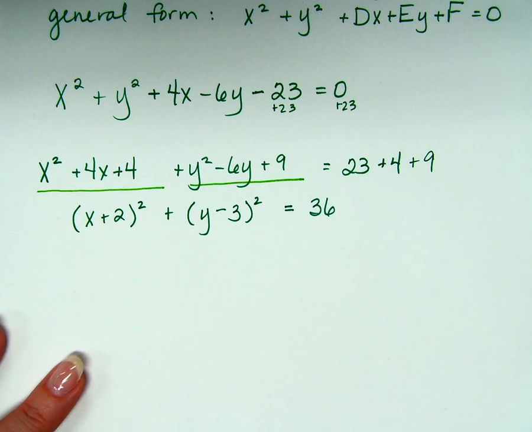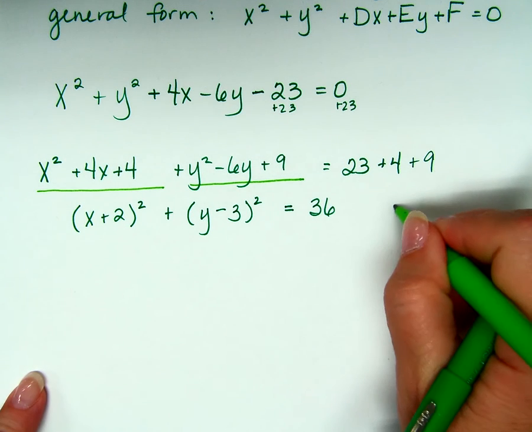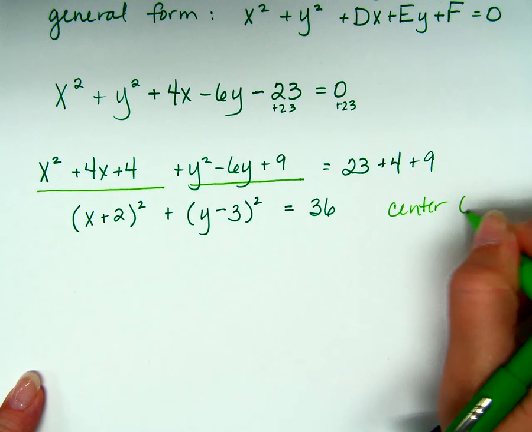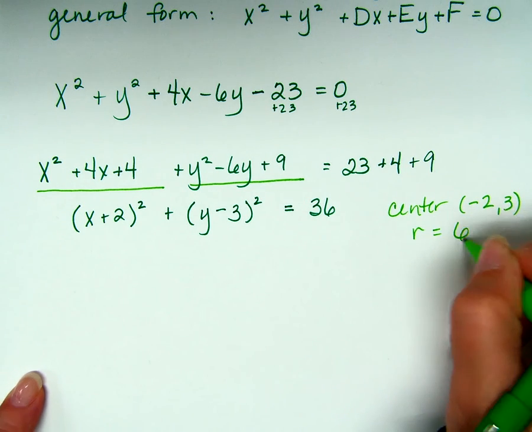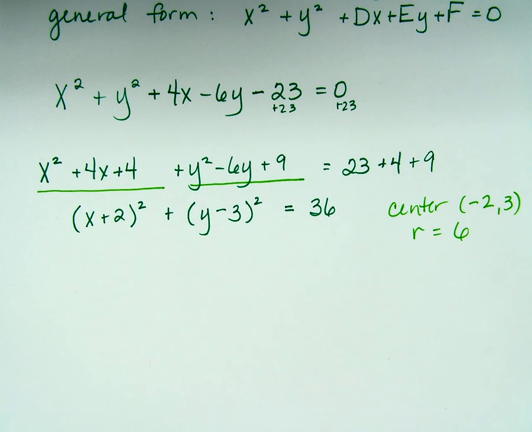Now we're done, right? What's the center? Center is negative 2, 3. And what is the radius? 6. Do we need to do another one of those? Please don't? Okay, gotcha.